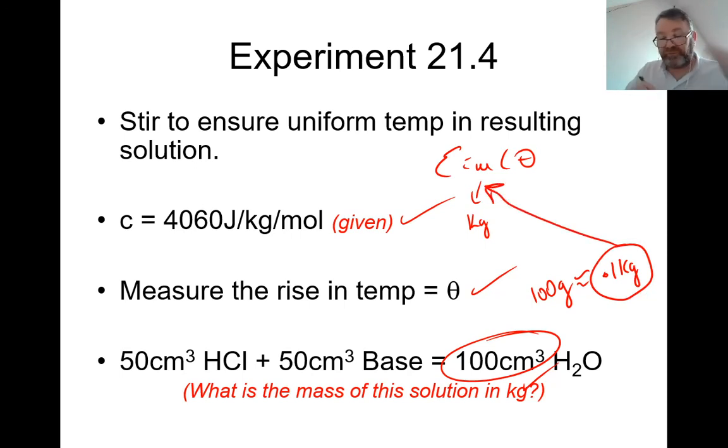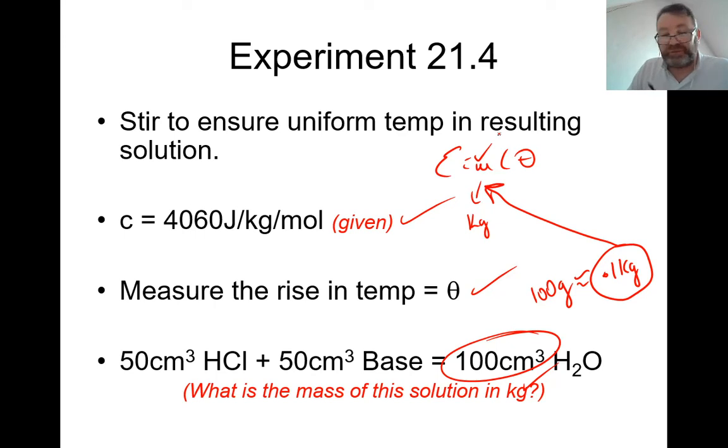Okay, so you've got 50 centimeters cubed of acid, 50 centimeters cubed of a base. You pour them in together, you get 100 centimeters cubed of water. And don't forget, it's the measurements of the final solution that we're using. 100 centimeters cubed of water has a mass of 100 grams because its density is 1 gram per centimeter cubed, which in kilograms is 0.1. So there's my M calculated.